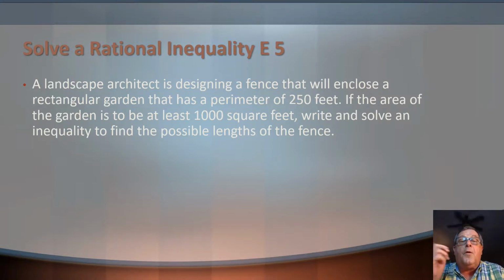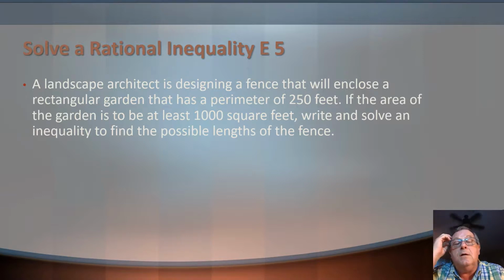After reading through this problem, this is quite the interesting problem, where you're solving a rational inequality. So let's see. A landscape architect is designing a fence that will enclose a rectangular garden that has a perimeter of 250 feet. If the area of the garden is to be at least 1,000 square feet, write and solve an inequality to find the possible lengths of the fence.